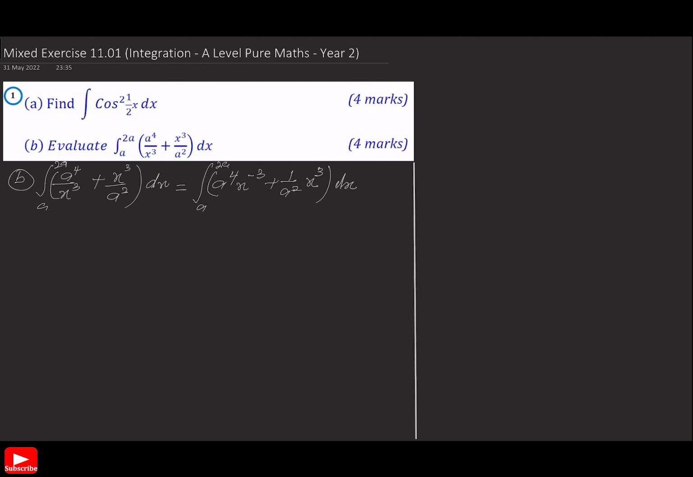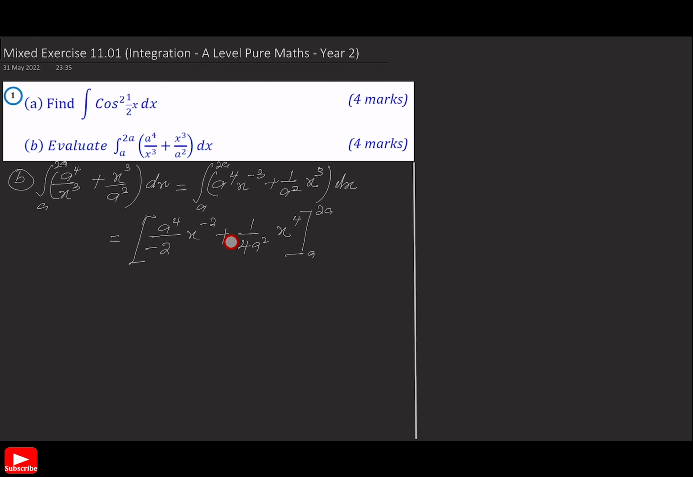If I integrate it, I'm going to get a to the power 4 over minus 2 times x raised to the power minus 2, because I need to add 1 to this power here, and if I do that, I get minus 2, and then divide the coefficient by minus 2. I'll do the same thing for the second term, and I'm going to get plus 1 over 4a squared times x to the power 4. Again, between the limits a and 2a.